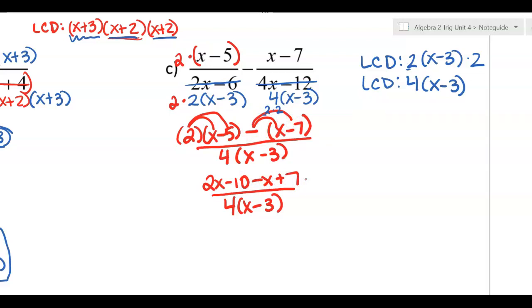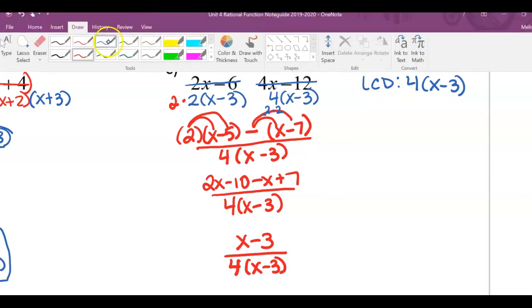And so when I combine those like terms, 2x minus x would be x, negative 10 plus 7 would be negative 3. Now that I'm done with the subtraction, I can go into simplifying mode. So is there anything here that I can simplify or cancel out?